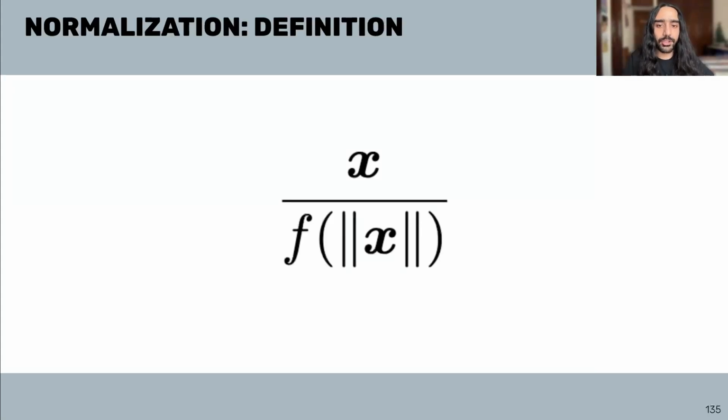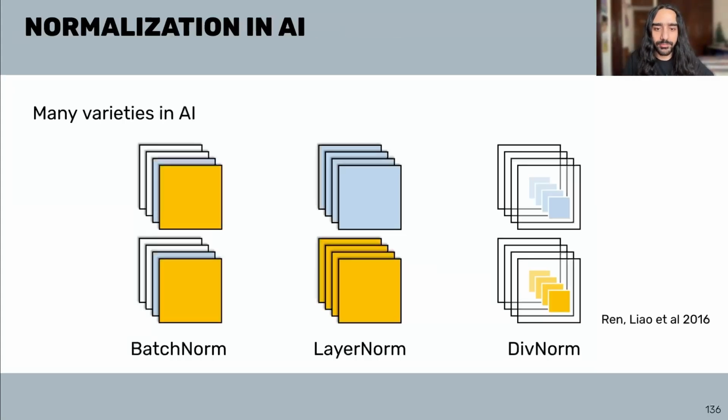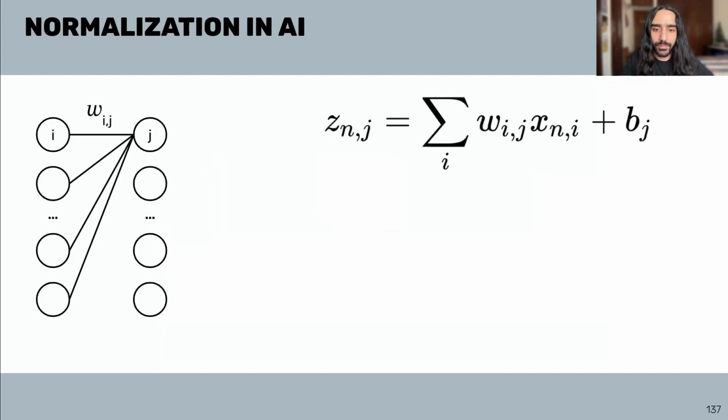In this section, let's look at an example of normalization. There are many varieties of normalization in AI, with the most common ones being batch norm and layer norm. Let's see a general equation for these normalizations.